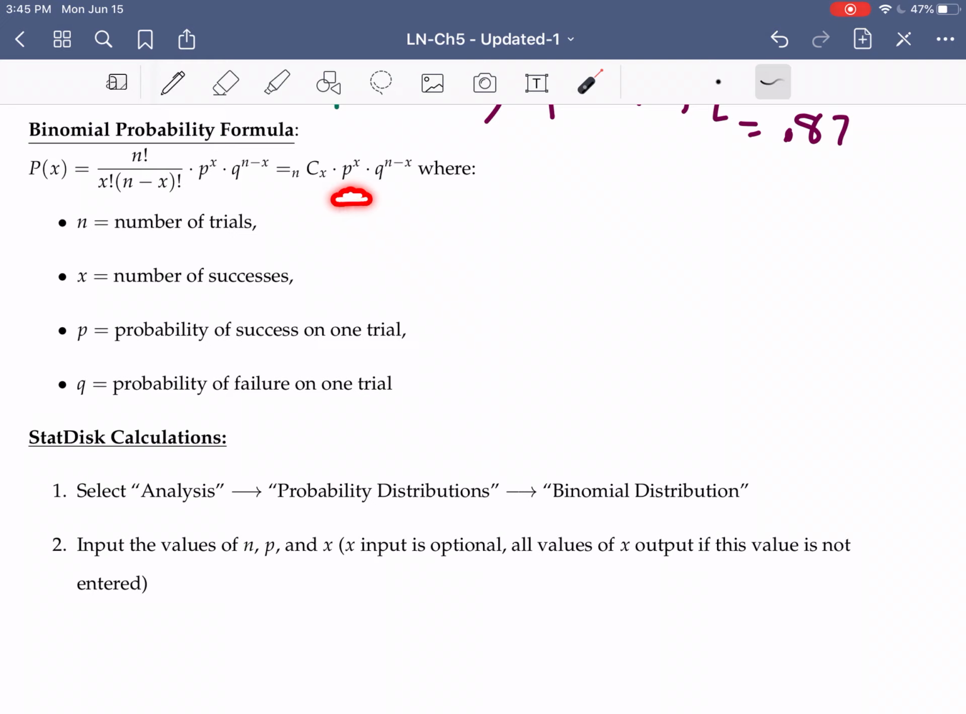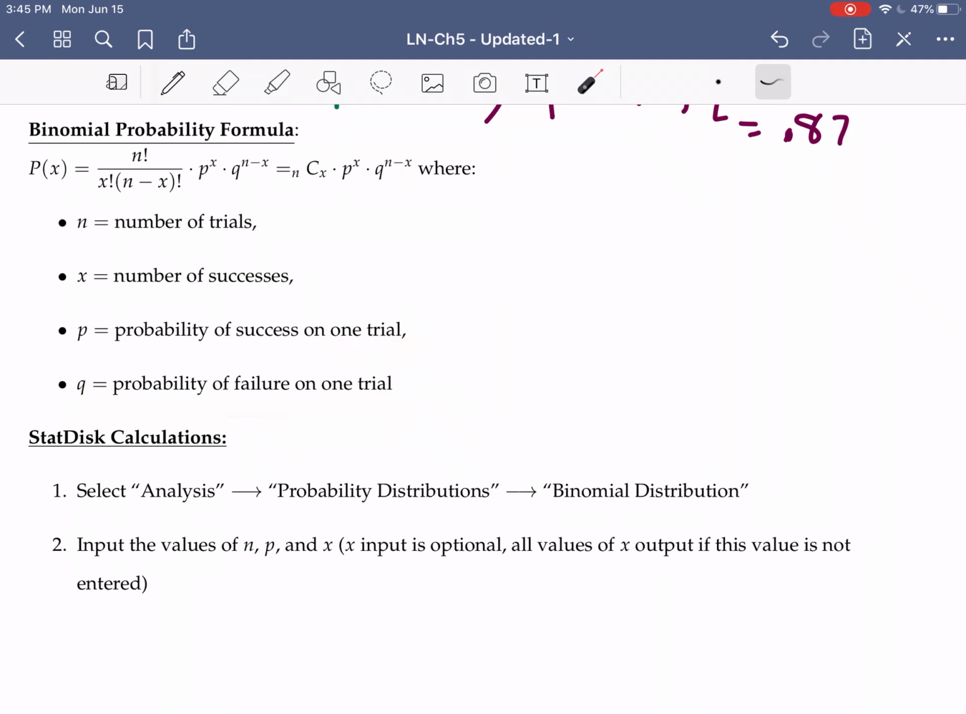Then we're going to take the probability of success and raise that to the number of successes. That's the power for that. Take the probability of failure, raised to the number of failures on n trials if there are x successes. So if we have x successes out of n, then n minus x is the number of failures, which is that right there. So n is the number of trials, x is the specific number of successes, p is the probability of success on a single trial, and q is the probability of failure on one trial.